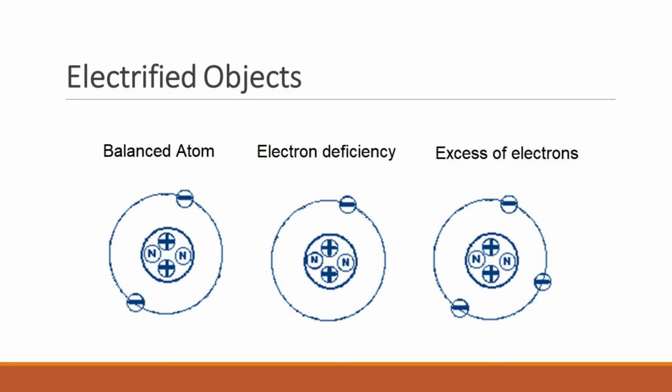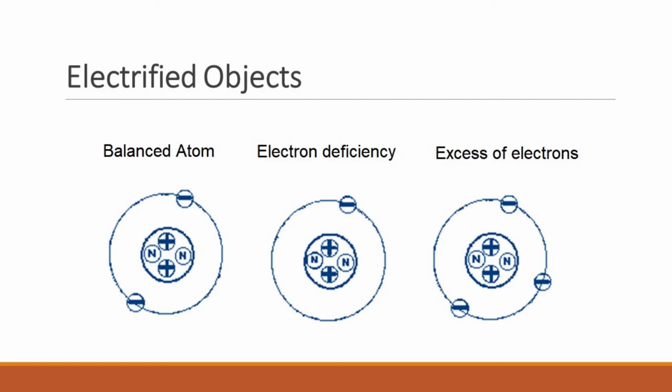Normally an object with no electric charge is an object with balanced atoms, just like the atom we have represented on the left side of the picture on the screen. There we can find that the amount of electrons in the atom is the same as the amount of protons in the atom. Therefore, the atom is balanced.